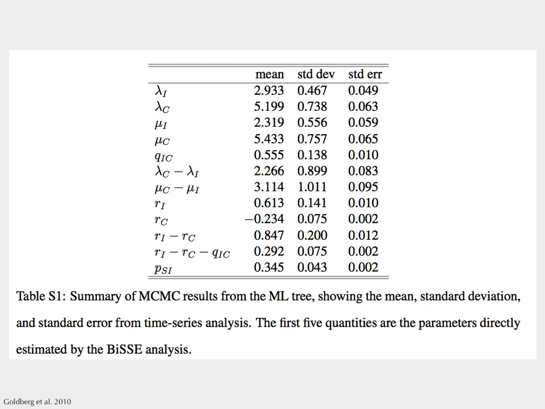And here it just shows they get a mean for each trait, and you get some uncertainty for each trait. The uncertainty isn't that huge in this case.